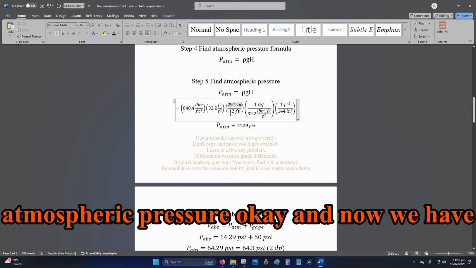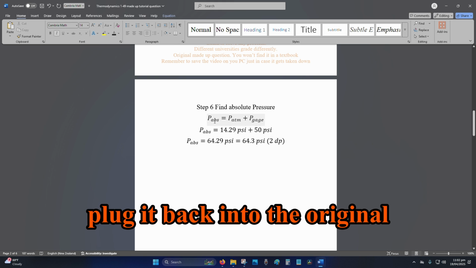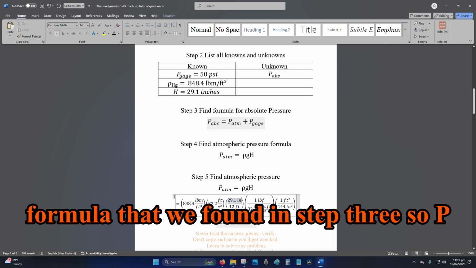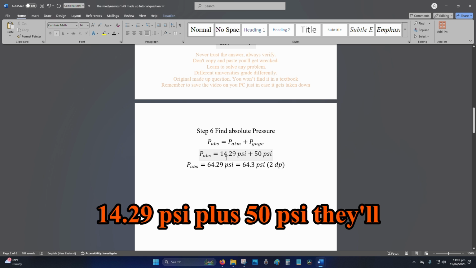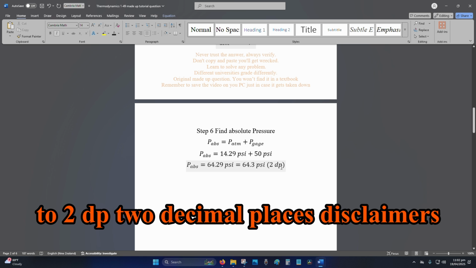Okay, and now that we have that, we can backtrack and plug it back into the original formula that we found in step 3. So P_ATM plus P_gauge, so 14.29 psi plus 50 psi, that'll give us 64.29 psi, or 64.3 psi, rounded to 2 dp, 2 decimal places.